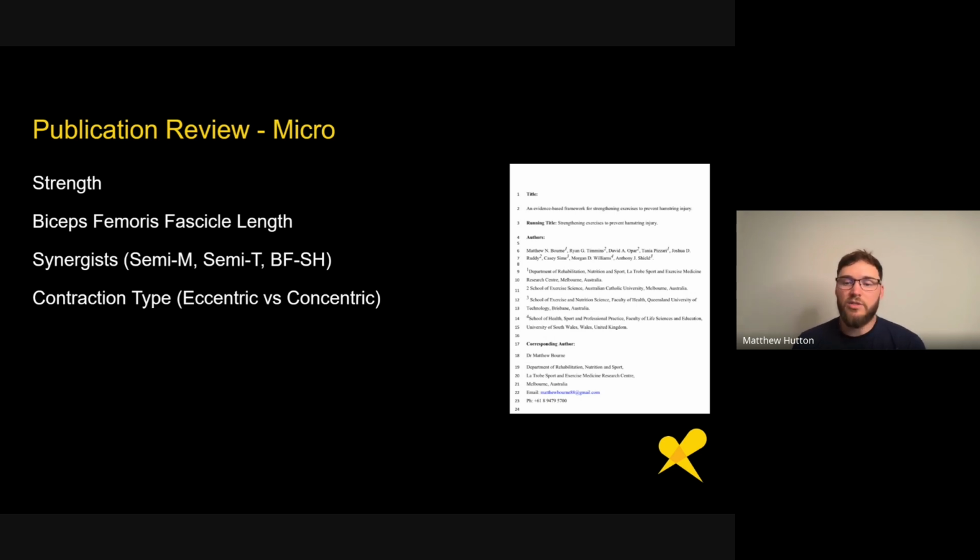There's even, amongst strength and conditioning professionals or performance coaches, definitely a debate in terms of what's best. But again, all we're trying to do as athletic training or medical professionals is decide what's the best way to target this muscle in a rehab context and in an injury prevention context.